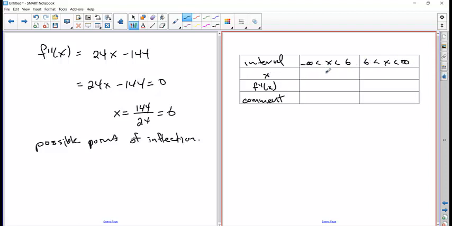Again, we pick x values. The easiest one is 0 here, and 7 would be the next integer greater than 6. So you evaluate the second derivative at these 2 values of x. So we go back to here. Second derivative is 24x minus 144. So this is going to be negative 144 because when you plug x equals 0 in, you just get the constant at the end. And we know from past experience that this should be positive, but let's just double check. So we get 24 times 7 minus 144.